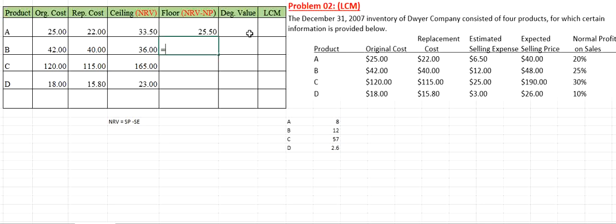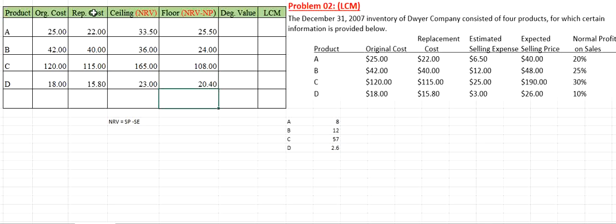Then the net realizable value of product B is 36. And what is the normal profit of product B? $12. So the normal profit is 12. 36 minus 12, that's 24. Our floor value of product B. Let's go for the C. Now, what is the net realizable value of product C? 165 minus the normal profit of product C is 57. So we get 108 floor value. And for the last D, our net realizable value is $23 minus 2.6. So we get a value of $20.40 as our floor for product D.